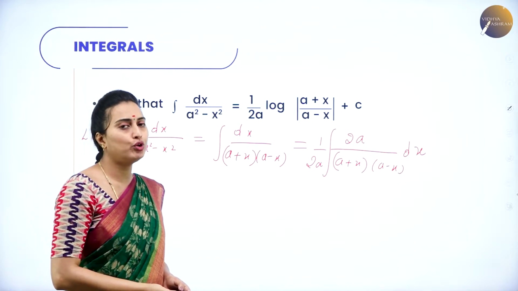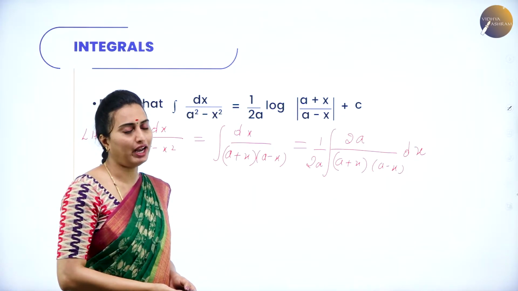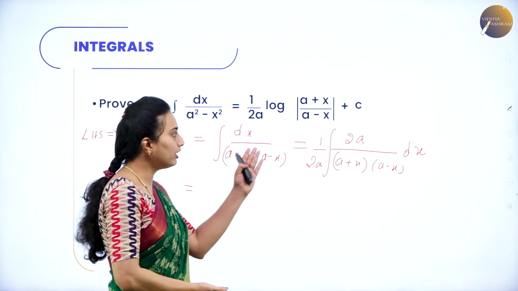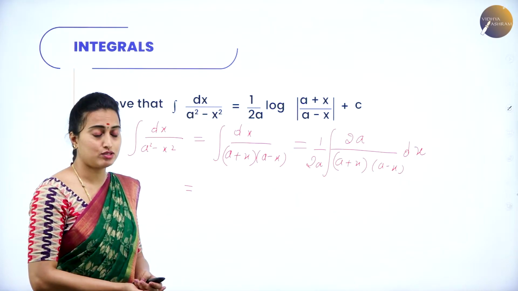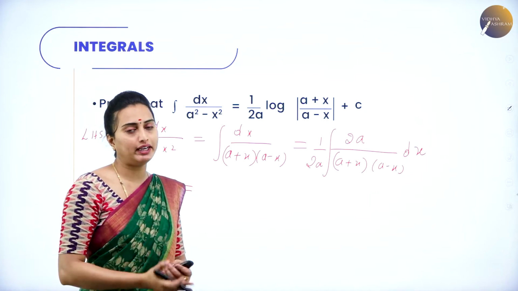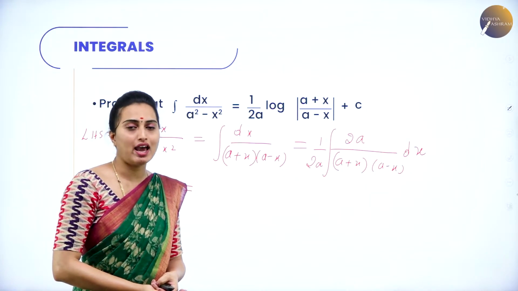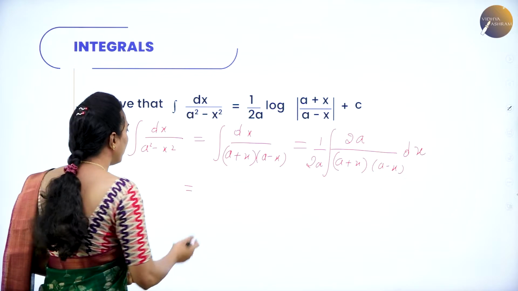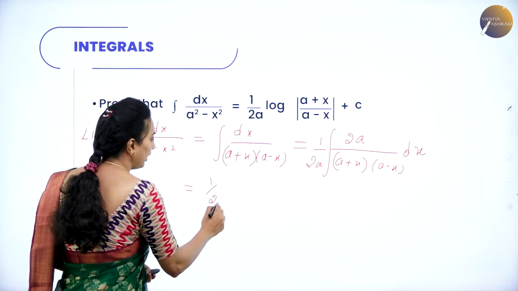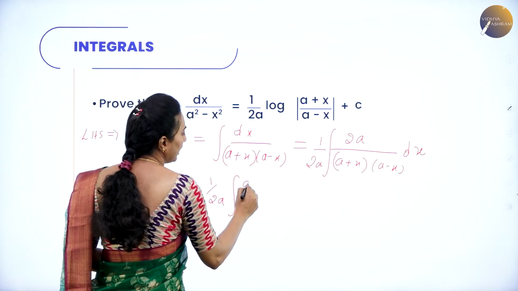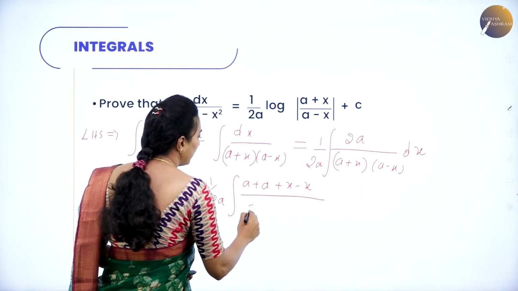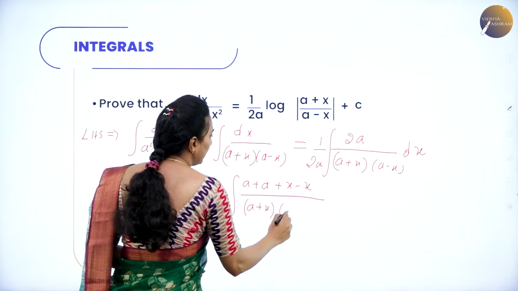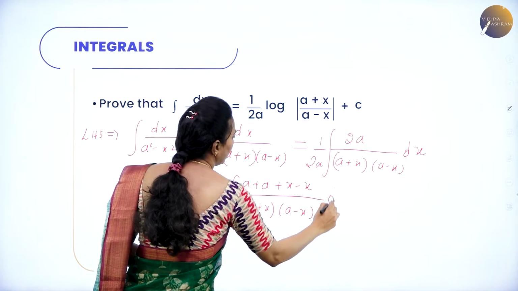So therefore I am going to add and subtract x in the numerator and write 2a as a plus a. Dears, in the numerator you do not have the combination of x and a, isn't it? So therefore, adding and subtracting x and writing 2a as a plus a, I am writing 1 by 2a into the integral of a plus a plus x minus x, divided by a plus x into a minus x into dx.